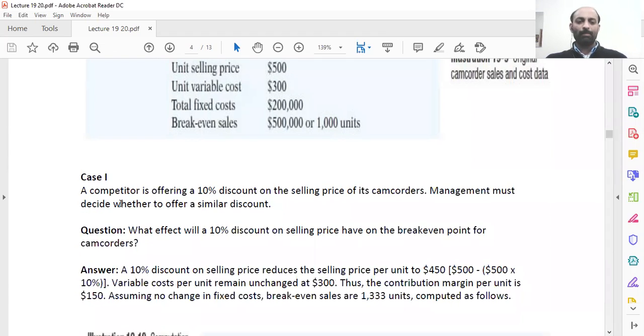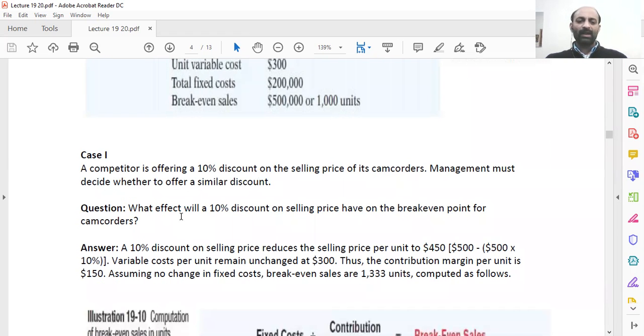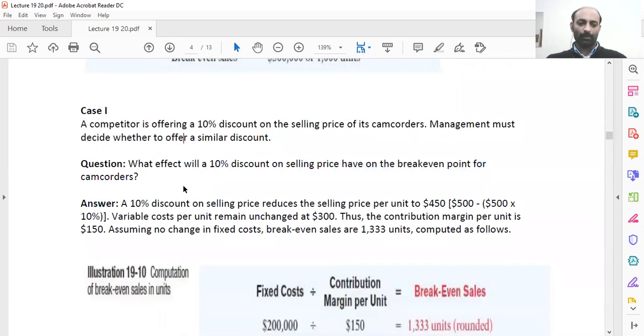Case one: a competitor is offering a 10% discount on the selling price of its camcorders. Management must decide whether to offer a similar discount. So, what effect will a 10% discount on selling price have on the break-even point for camcorders?